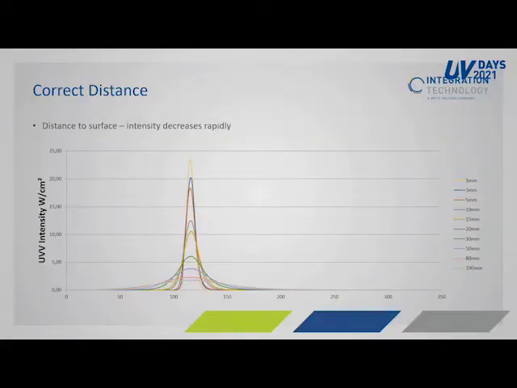As I said, the distance is very important here. With LED systems in our area, the optimal distance is 5 millimeters. After 5 millimeters, then you dramatically reduce the intensity that reaches the surface. So that needs to be implemented in the machine. You need to have that correct distance to enable the lamp to be optimized and to run correctly.